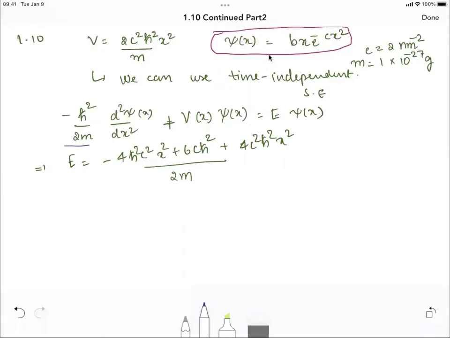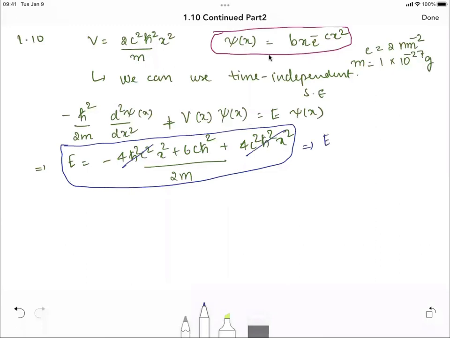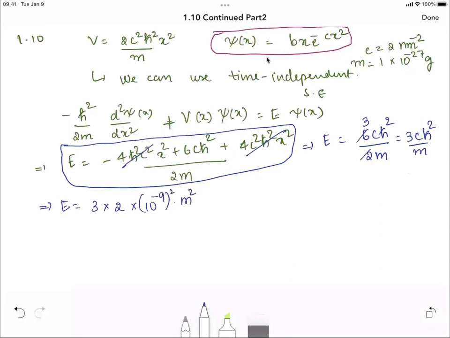Okay, so we have identified this form of energy and we have a beautiful cancellation here. The 4c squared h bar squared x squared and negative 4c squared h bar squared x squared can get canceled, right? So this would mean the energy is 6c h bar squared over 2m. This can be written as 3c h bar squared over m. All we have to do now is to plug in the values. And c is 2 times nanometer to the power negative 2, and h bar is nothing but h over 2 pi, right?